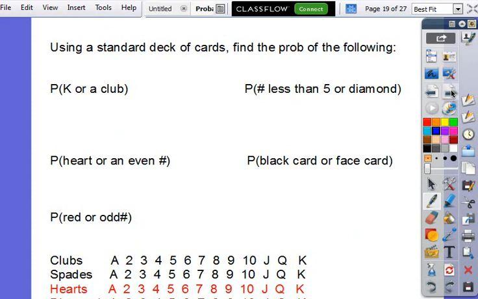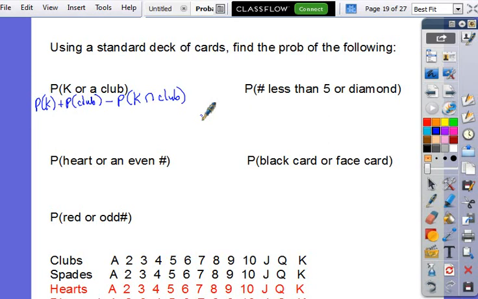So if I'm looking at this first one, is it mutually exclusive or overlapping? It's overlapping. So I know automatically when it's overlapping, I'm going to find the probability of the first thing plus the probability of the second thing minus the probability of both of those things at the same time. So I need to find the probability of king plus the probability of a club minus the probability of a king and a club at the same time.